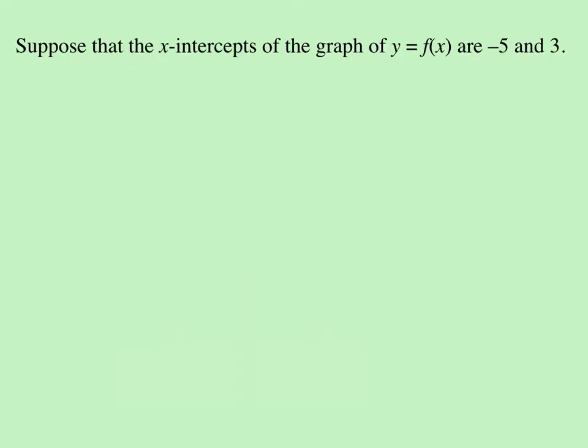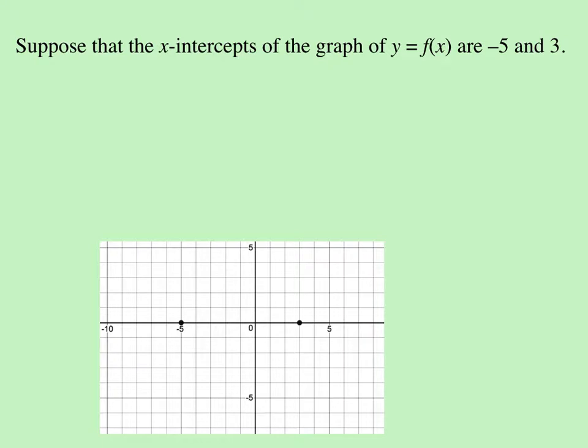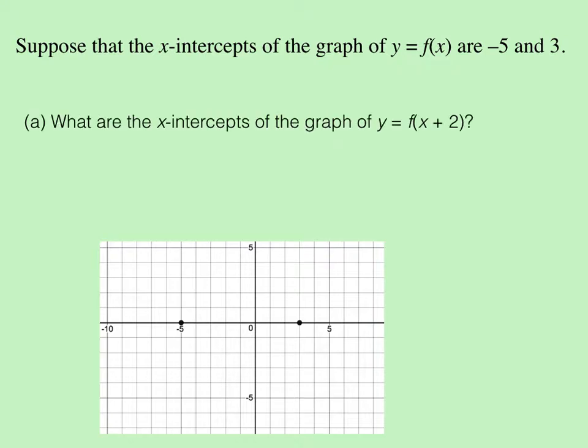Suppose the x-intercepts of a graph of y equals f of x are -5 and 3 as shown below. First question, what are the x-intercepts of the graph of y equals f of x plus 2? Now pay attention to the fact that the plus 2 is inside of the parentheses. That tells me this is going to be a horizontal shift, and I'm going to be shifting 2 to the left. So my x-intercepts of y equals f of x plus 2 are 2 less than the original. So we'll say -7 and 1.